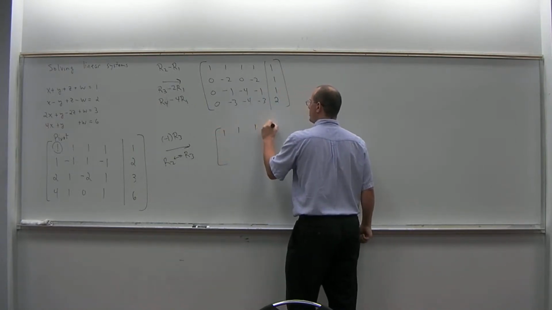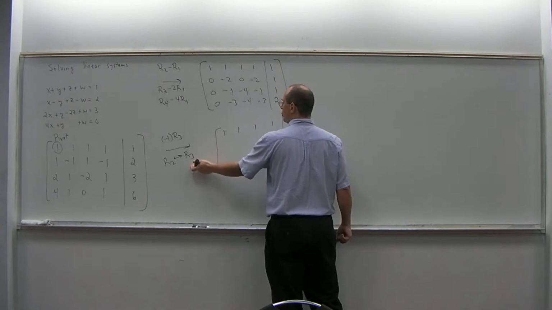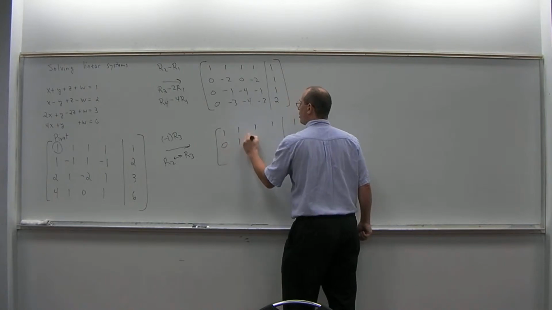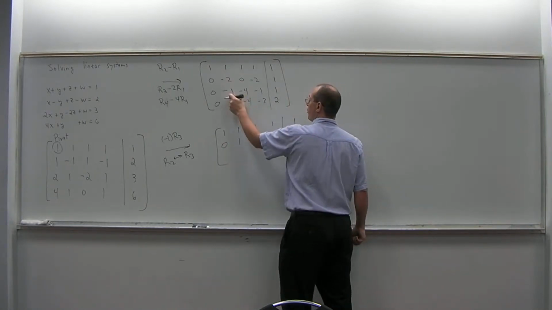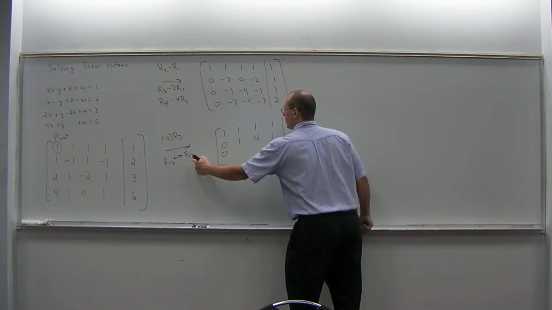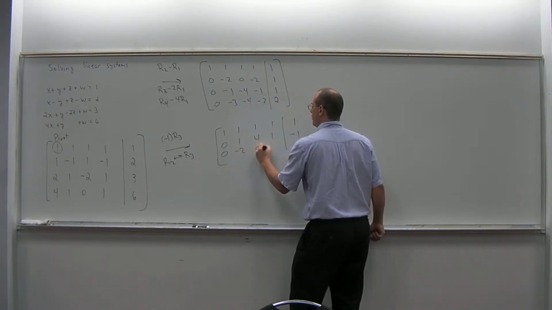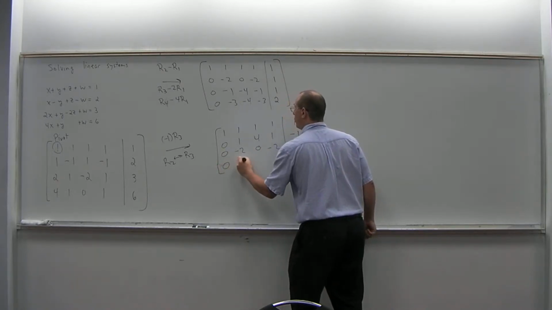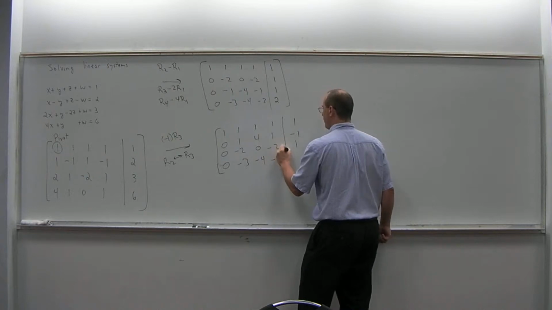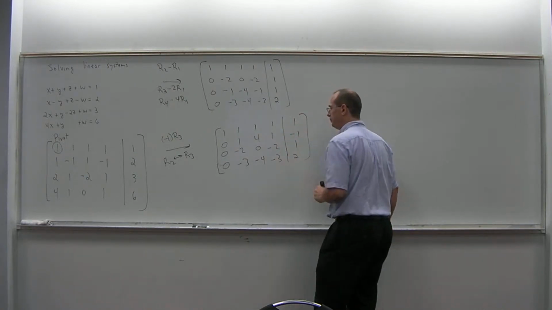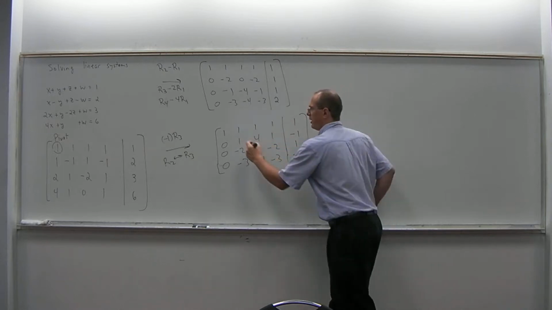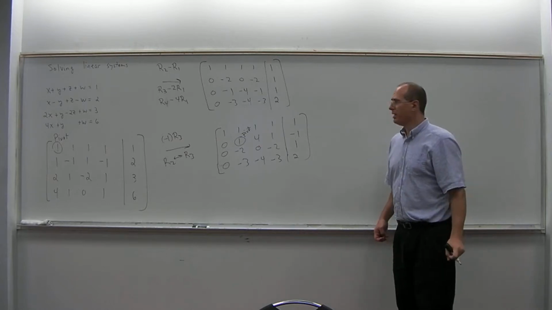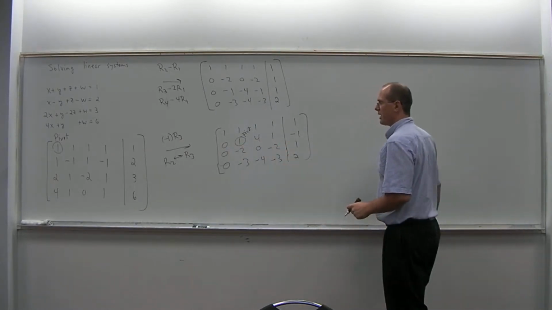So the top row is going to stay the same. The new row 2 is going to be the negative of this one. So 0, 1, 4, 1, -1. Row 3 is going to be the old row 2 because of the swap: 0, -2, 0, -2, 1. And row 4 stays the same: 0, -3, -4, -3, 2. So now I have a leading one that I can use as a pivot in the second row, second column.